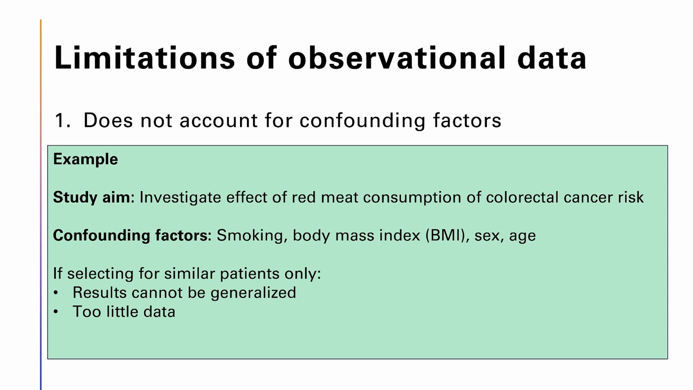Although we could try to select only patients with similar BMI, sex, or age, this would still have some problems. First, if we selected only patients with similar smoking habits or BMI, then the result of our analysis will only be applicable to this subtype of patient. Hence, it will be of little interest as it cannot be generalized. Secondly, selecting only similar patients will limit the number of patients we can include in our analysis, which can result in quite a small sample size. This would reduce the statistical power of the study, which is undesirable.